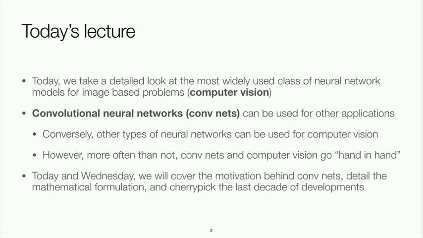So today, and also next lecture, because we're going to need a little more time than just today, we're going to cover some of the motivation behind convolutional networks, detail what they actually look like mathematically, and also draw the same types of diagrams that we were drawing last week for how to understand these networks. And then we're going to cherry pick a little bit and talk about what people have been studying with regards to conv nets over the last 10 years or so.